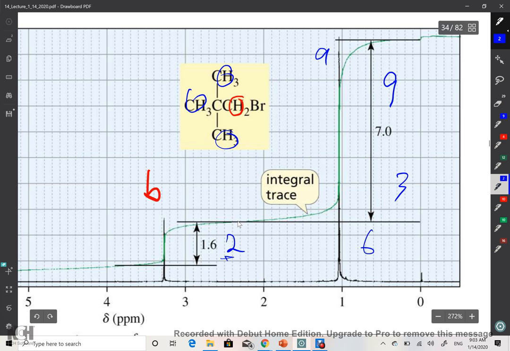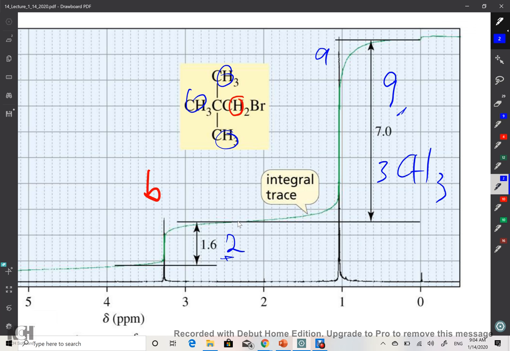Now, if you see an integration of six, what can you think of? You can have two CH3, or three CH2, or six CH1. But if you have six CH1, it means that all those CH1 should have the same chemical environment. If you have three CH2, it means the three CH2s have the same chemical environment, giving you the same sigma. In our case, we have an integration of nine. It means that we have three CH3s that have exactly the same chemical environment. That's the meaning of integration, and that's how important it is.